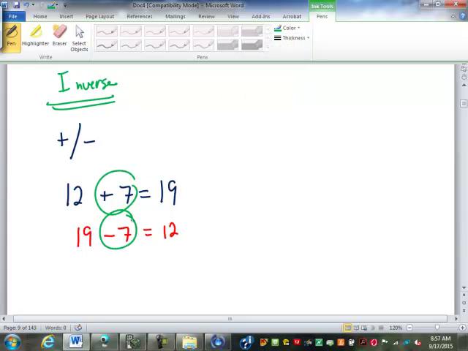Adding 7 and subtracting 7 are inverses because they cancel each other out. One of them reverses the process. Likewise, I could have subtracted first and then added it back on and got back to where I started.